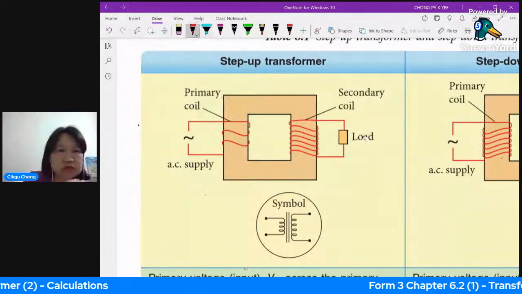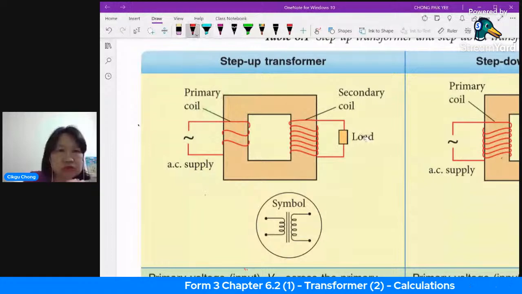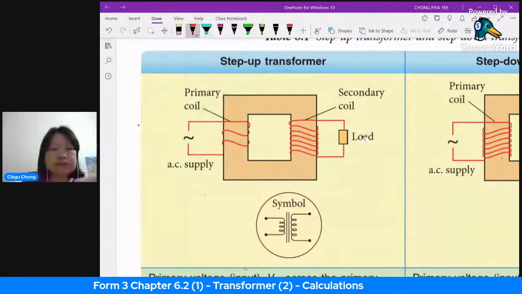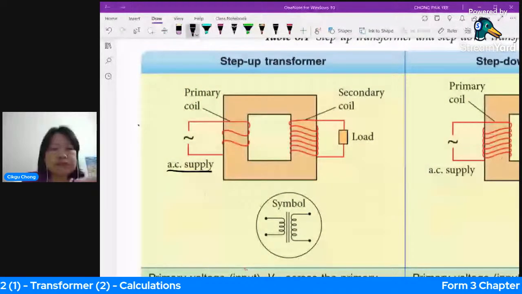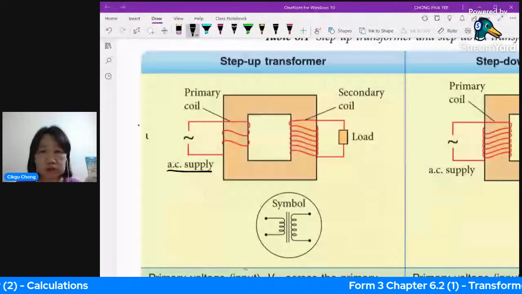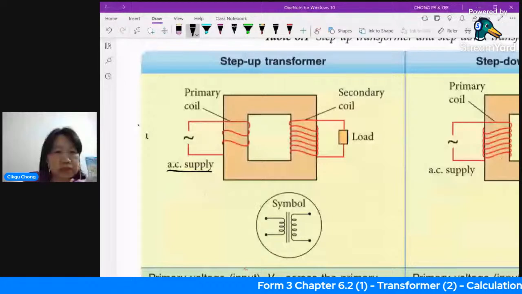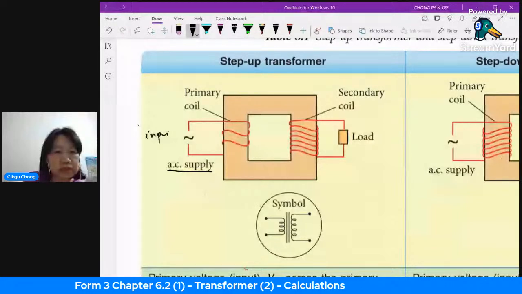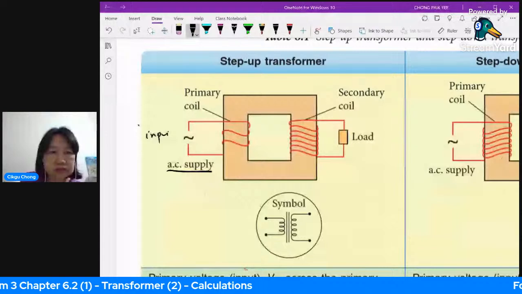It is always connected to the source. The source is using AC current, and you want to convert this AC current into a lower or higher voltage. This is called the input voltage. The voltage that you want to convert is called the input voltage. Input voltage is always connected to the source and to the primary coil.